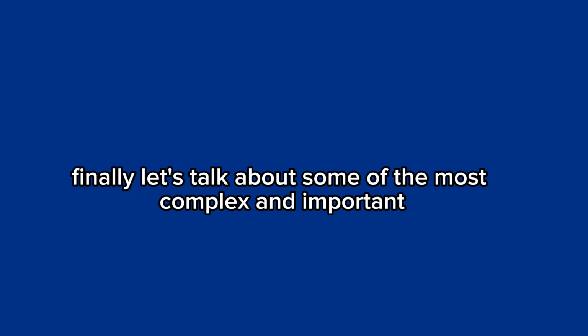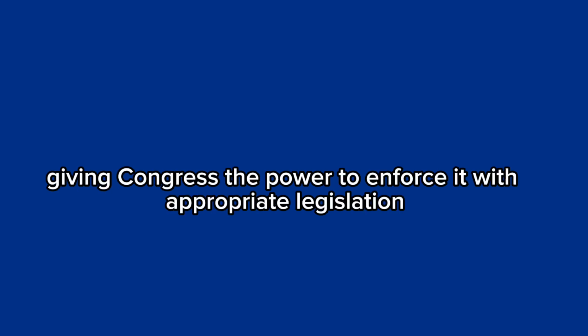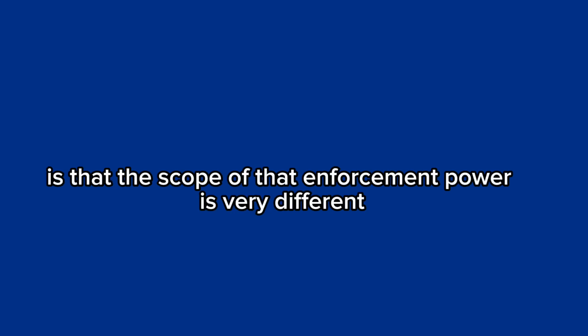Okay, finally, let's talk about some of the most complex and important enforcement powers Congress has, the ones from the Civil War amendments. The 13th, 14th, and 15th Amendments, they were revolutionary, and each one ends with a clause giving Congress the power to enforce it with appropriate legislation. And the key thing for you to understand as a listener is that the scope of that enforcement power is very different for each amendment. That is the crucial takeaway.